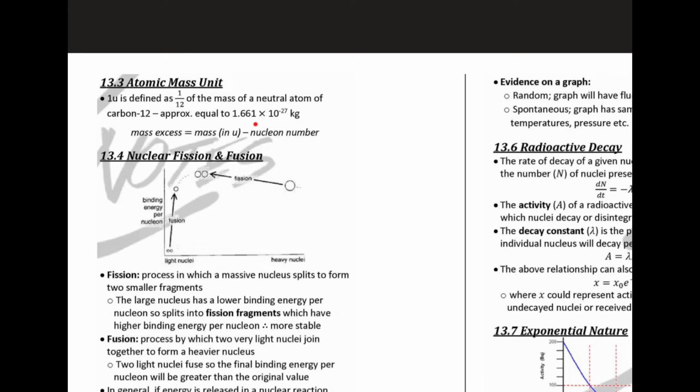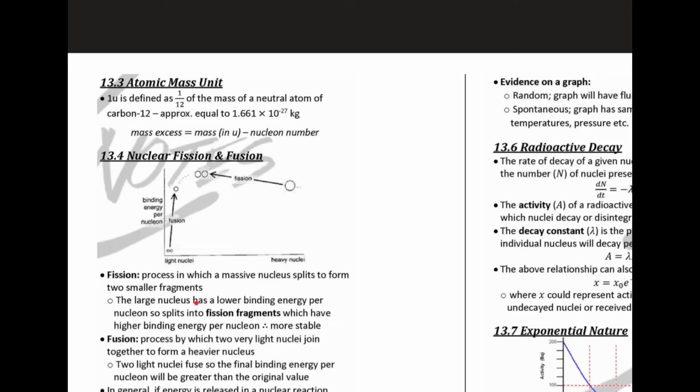Okay, now let's see the next topic. 13.4, nuclear fission and fusion. So what is fission? It is the process in which a massive nucleus splits to form two smaller fragments. So you can see here, fission is here. One massive nucleus splits into two smaller fragments. So this is breaking down.